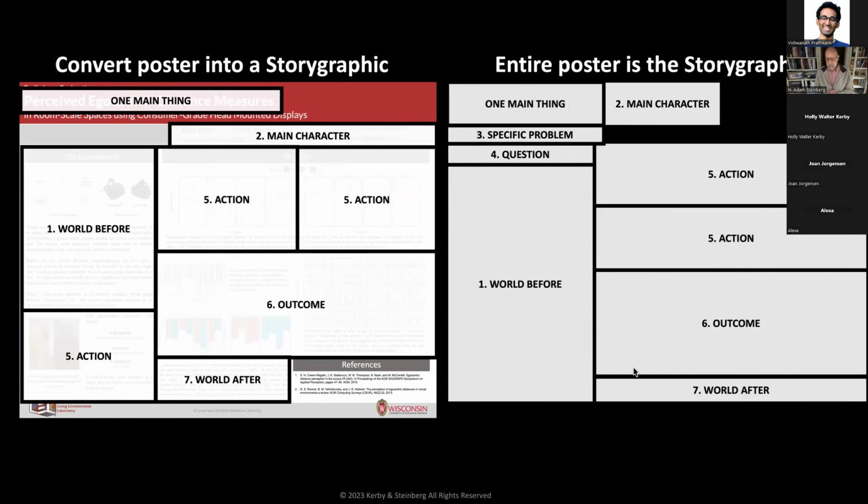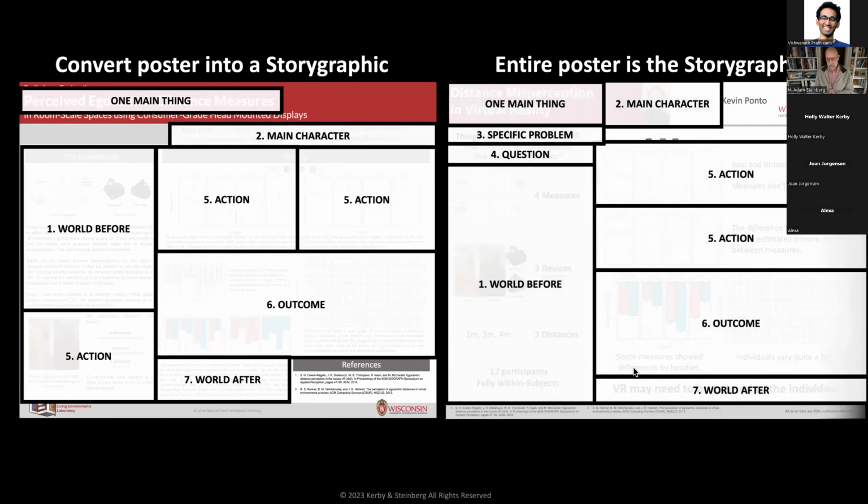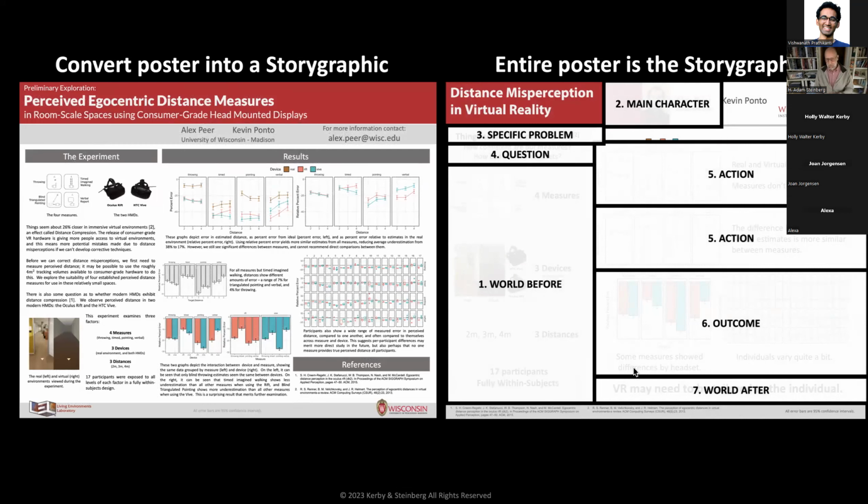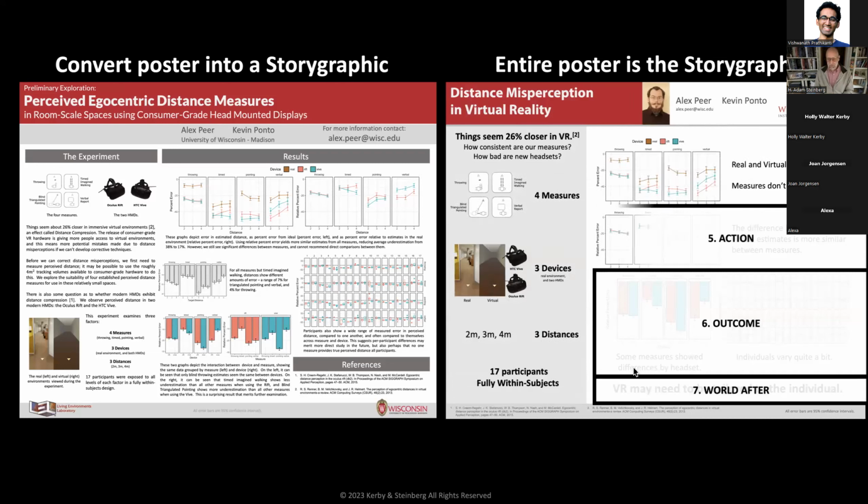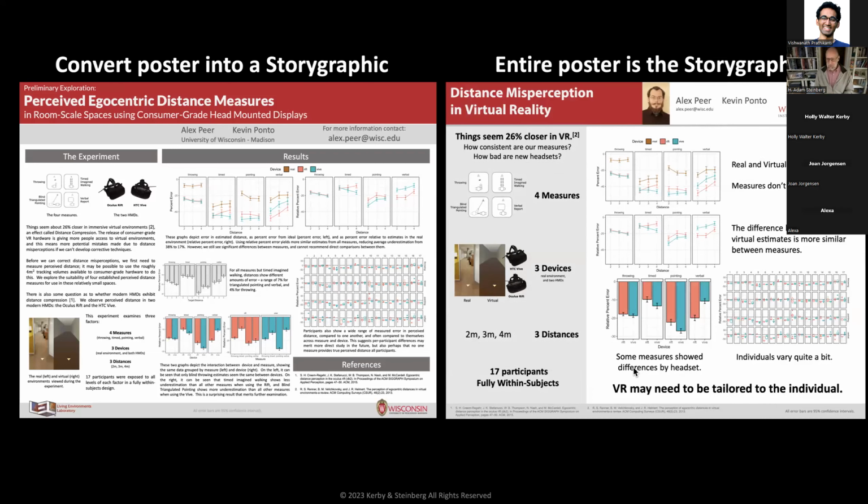And then, of course, you have to try to remove your jargon. So that one main thing, or that title up at the top, right? Instead of perceived egocentric distant measures, it became distant misperception in virtual reality. And then there's the problem, there's the guide, there's the question, the world, and all the other parts. And so you can see that when you make a poster into a story graphic, most of the words go away. They're no longer necessary.